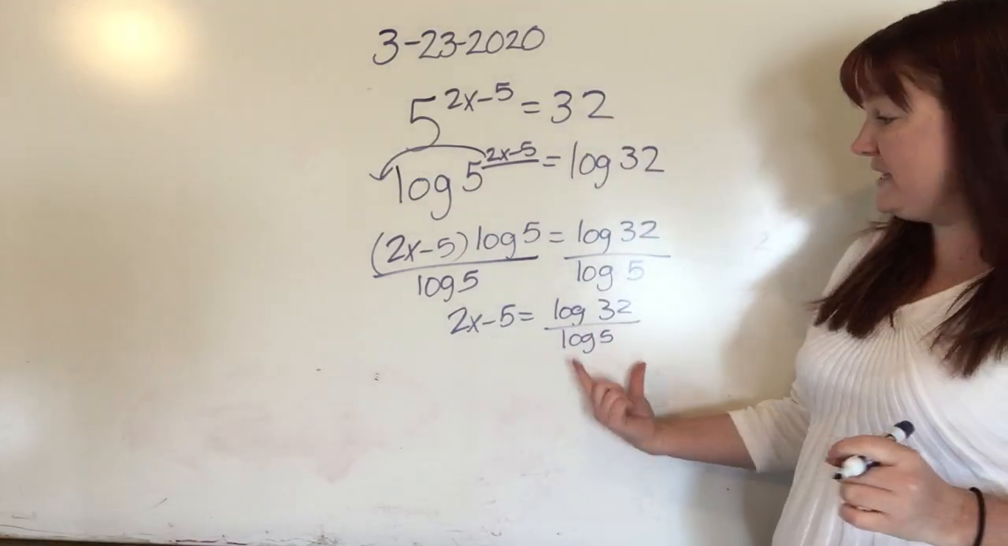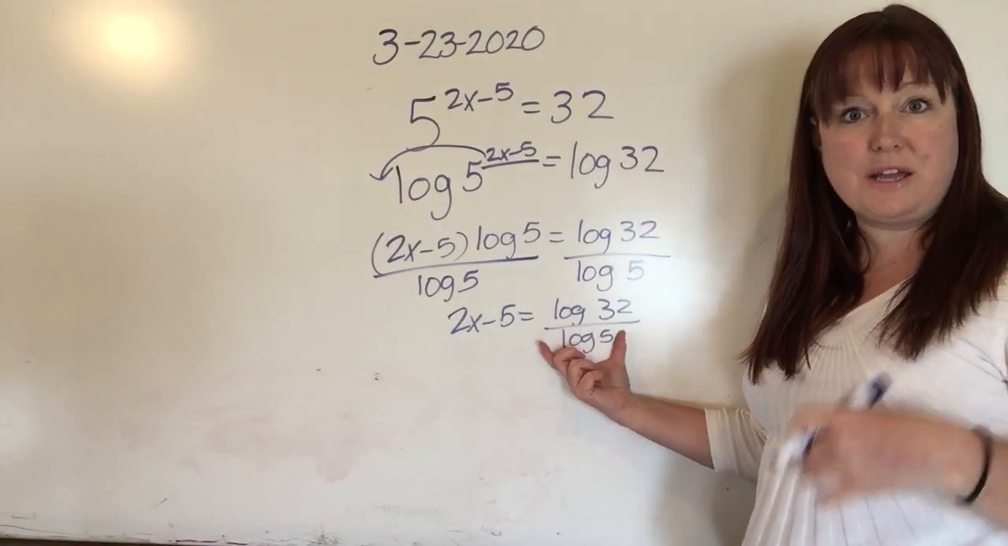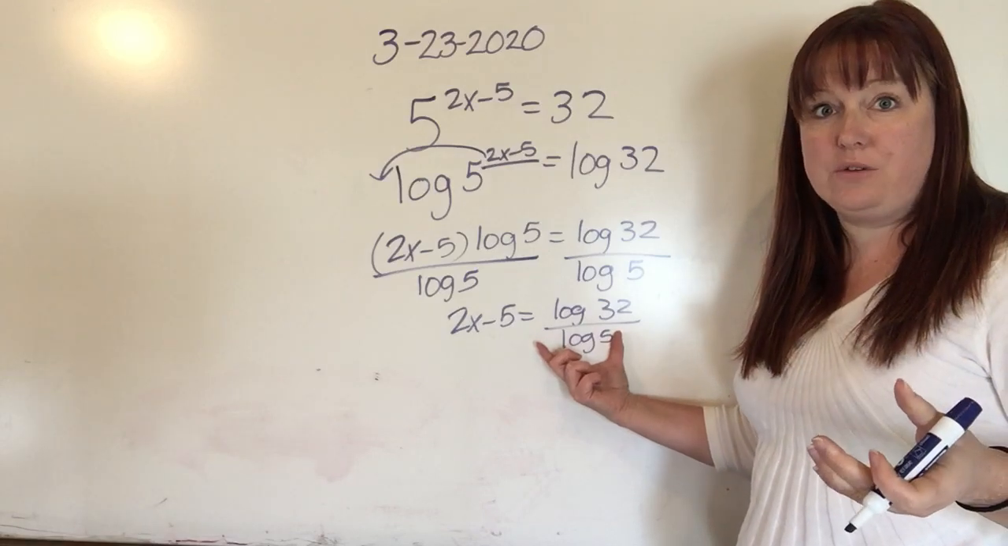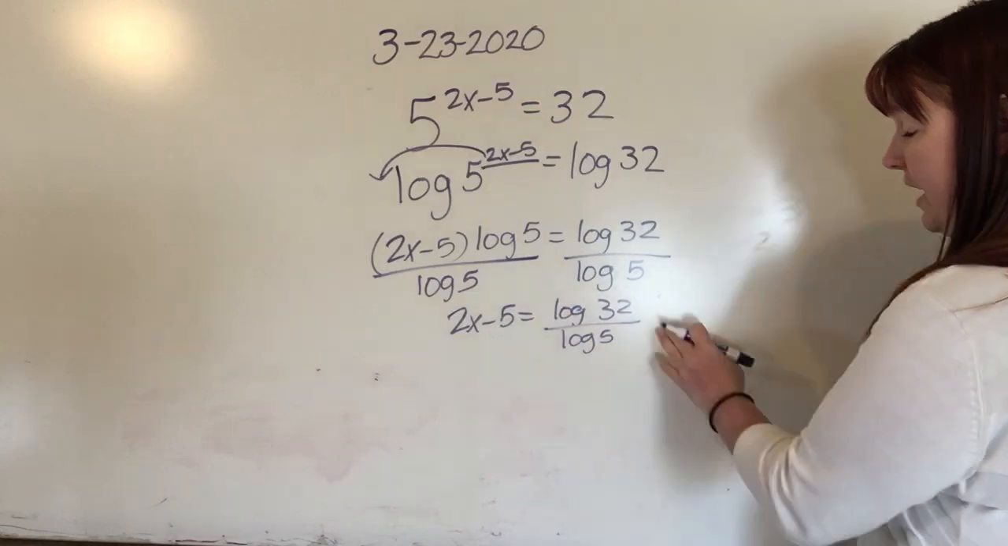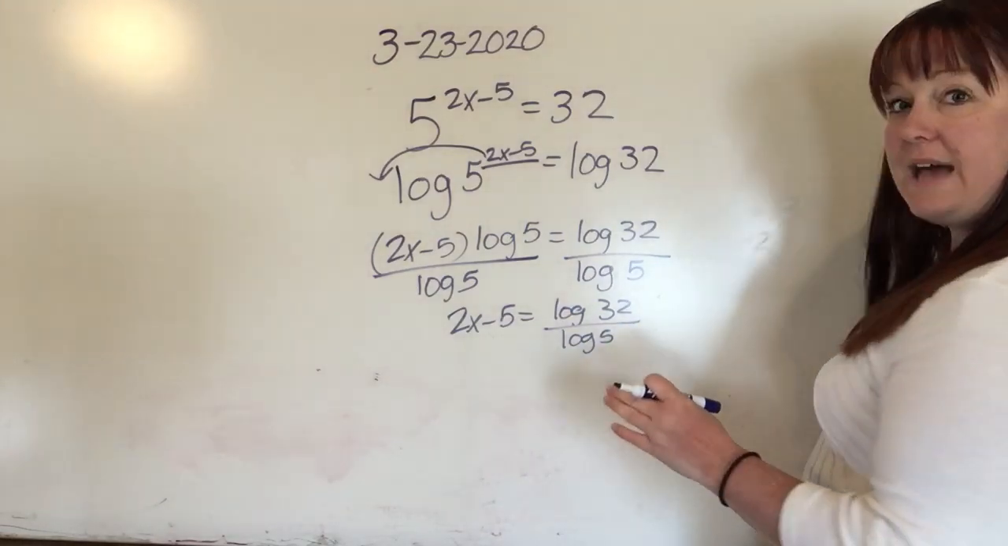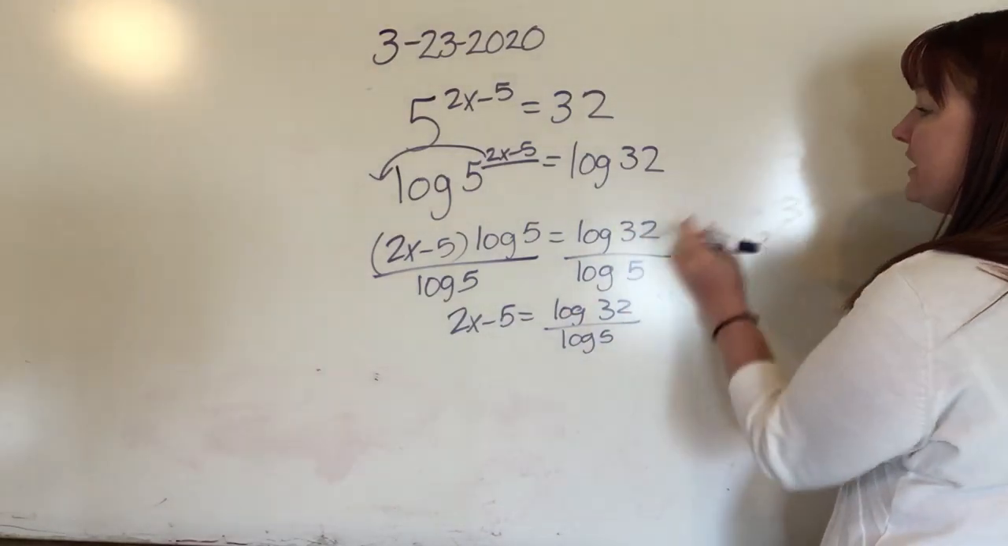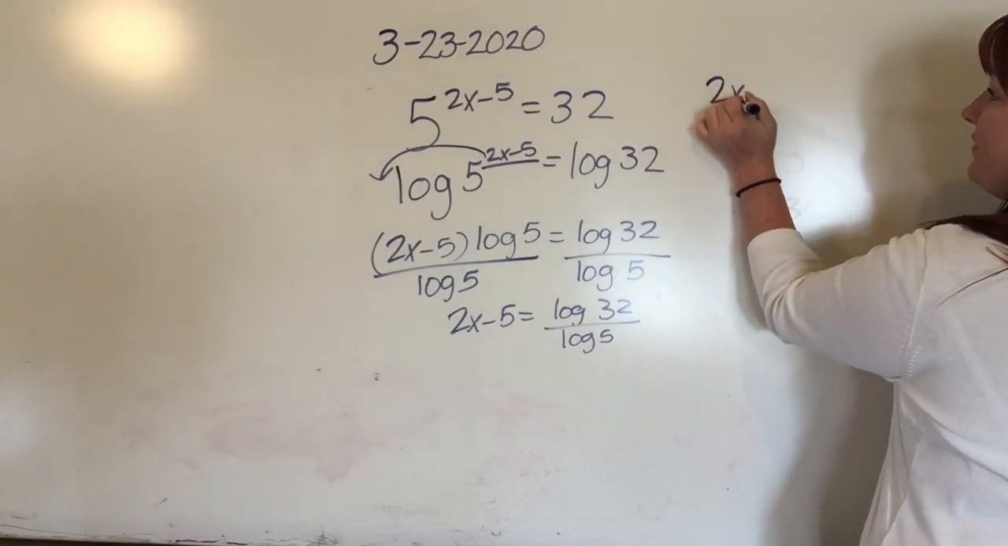Now, this is just a number, right? This is some weird number. I could plug it into my calculator and just get out some weird number, okay? This I can just solve for x. So let's get x by itself. So we're going to add 5 to both sides.